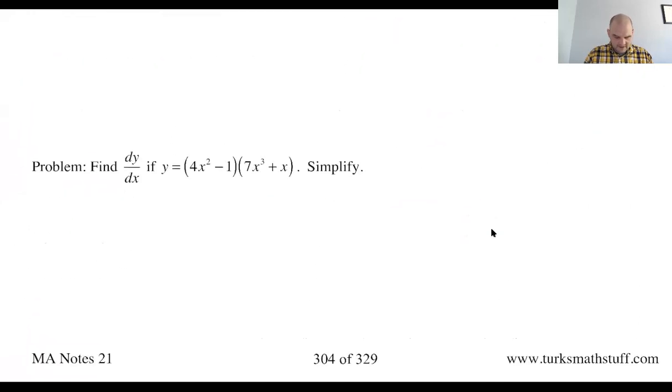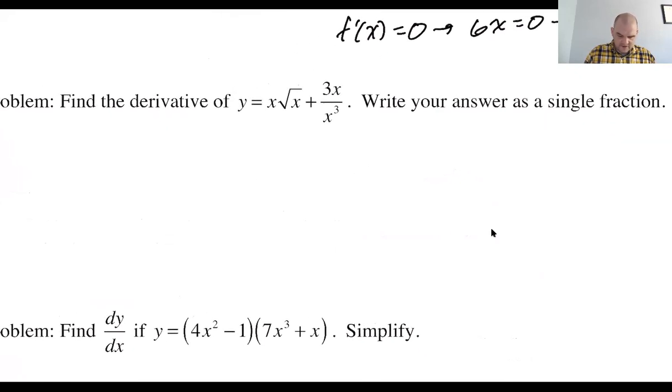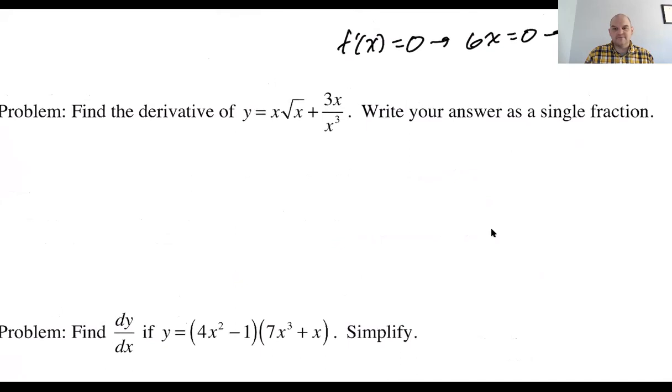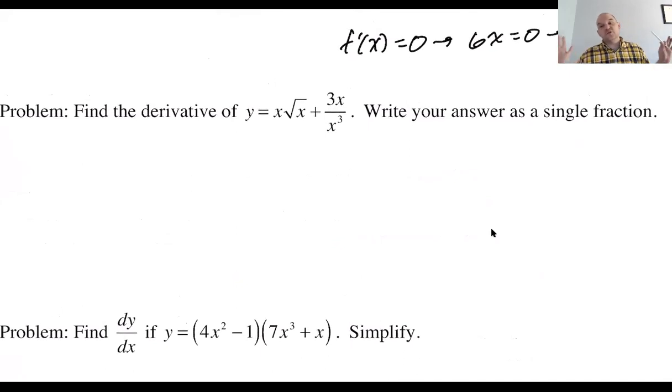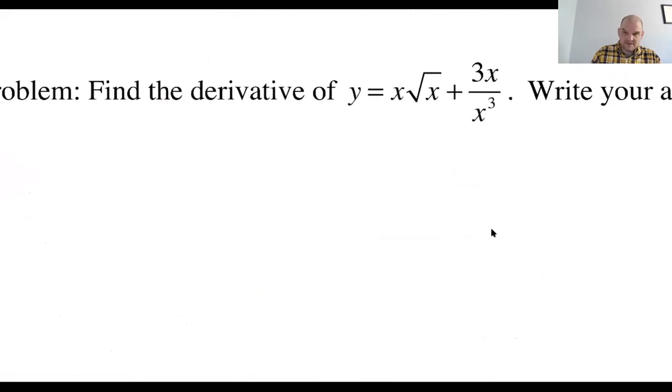All right, let's see. I'm going to do both of these. So find the derivative of this, and write your answer as a single fraction. It's sort of a trick question depending on how you look at it, right? It looks like you have a product for that first thing, so product rule, and a quotient for the second thing, so quotient rule, but why would you not just rewrite this thing? So that's what I'm going to do.